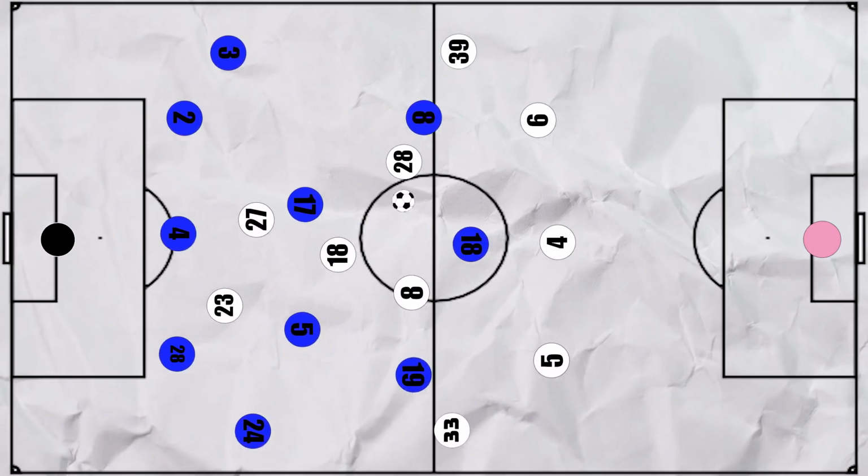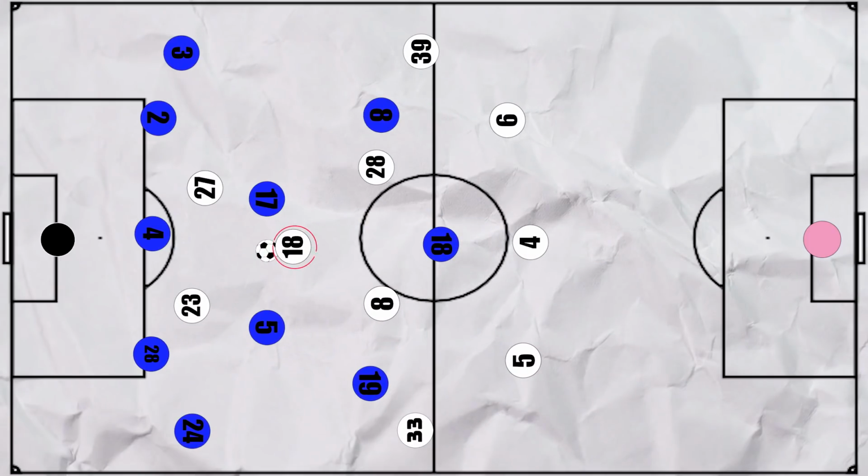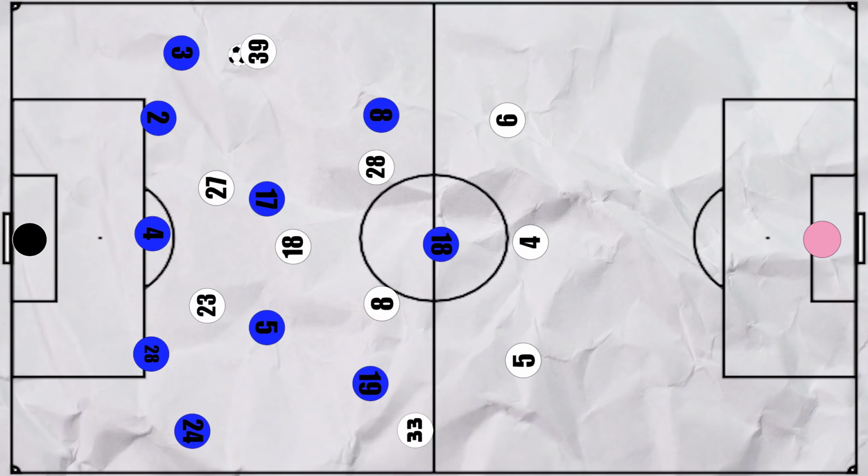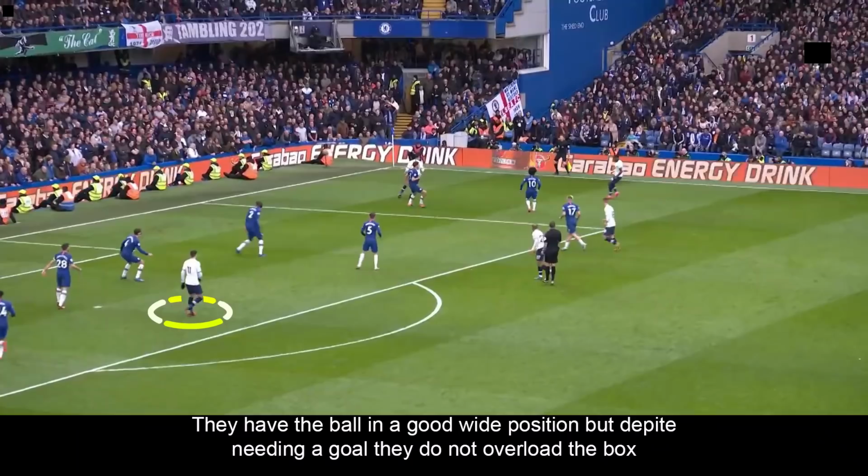When they did get higher up, Lo Celso or Lamela would look to dictate the play between the lines. And with Chelsea's backline deep, often Lucas and Bergwijn wouldn't have the space to run into. Instead, they looked to drop deep, but this meant that when the ball did go wide to their wingbacks, who aren't great offensively, they had no one to pick out with the cross.